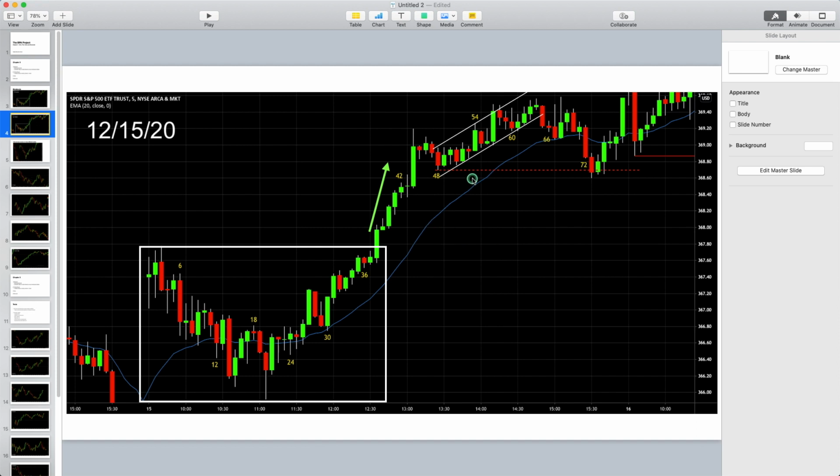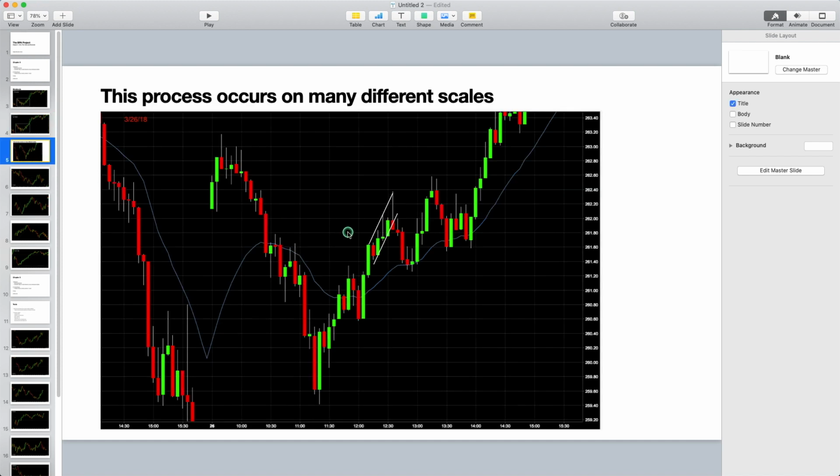And these spiking channel trends, they happen on multiple different scales. It's just a principle of the market that once we get an initial spike, we'll eventually start to get two-sided trading, and that initial spike will start to fizzle. And so here's an example on a different scale.